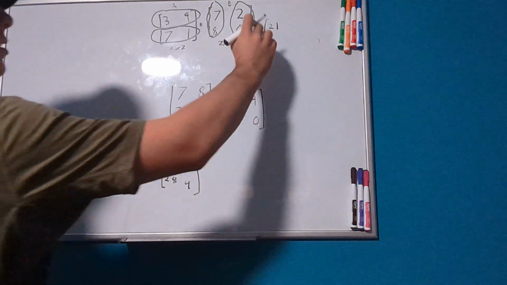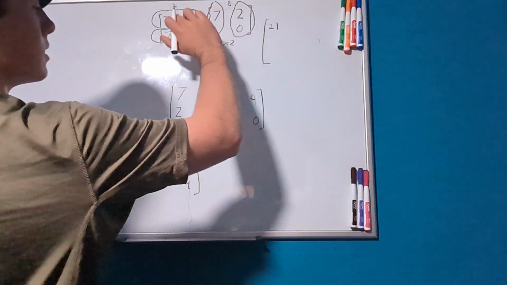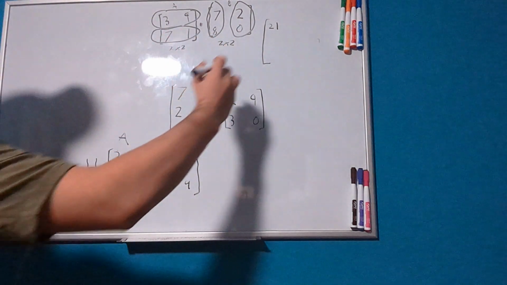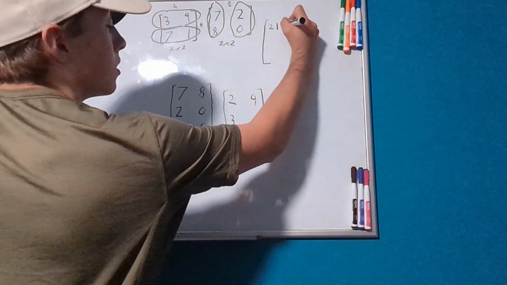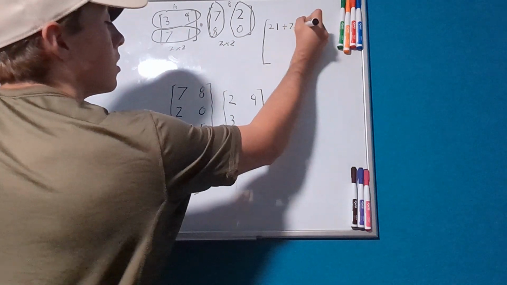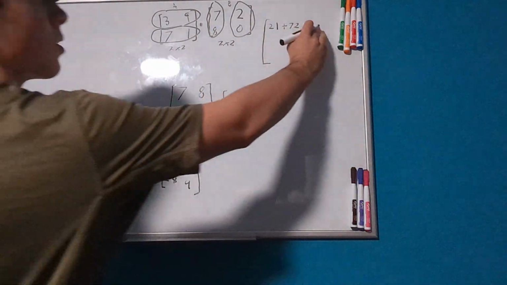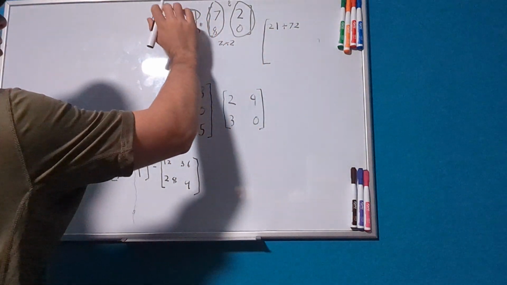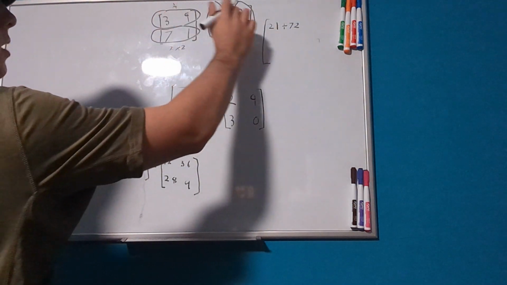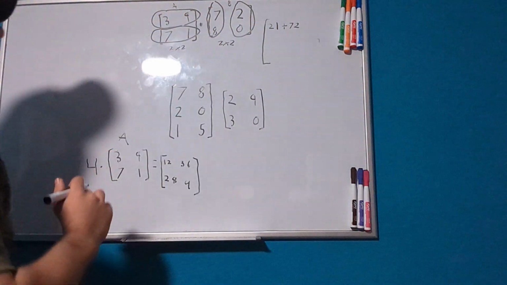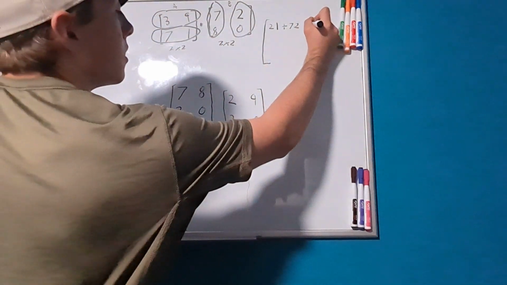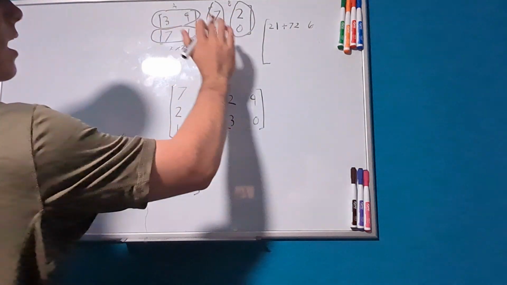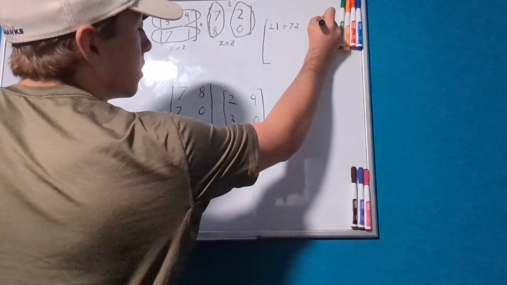Then we're going to take 9 times 8. 9 times 8 is 72. Then we're going to move over 1. When we do that, we're going to keep this row and we're going to move over to this column. 3 times 2 is 6. And then we add 9 times 0 is 0.